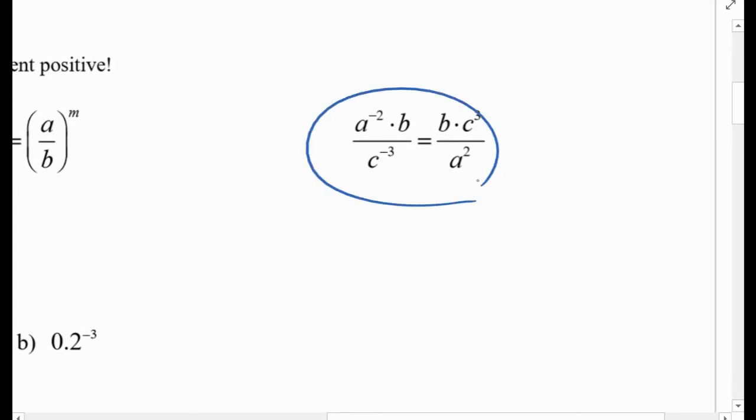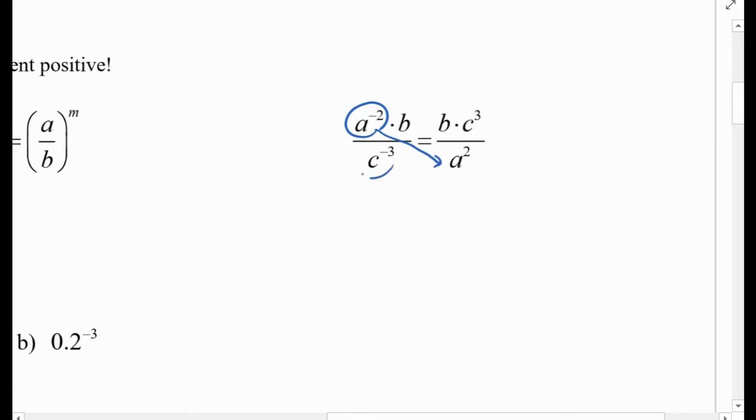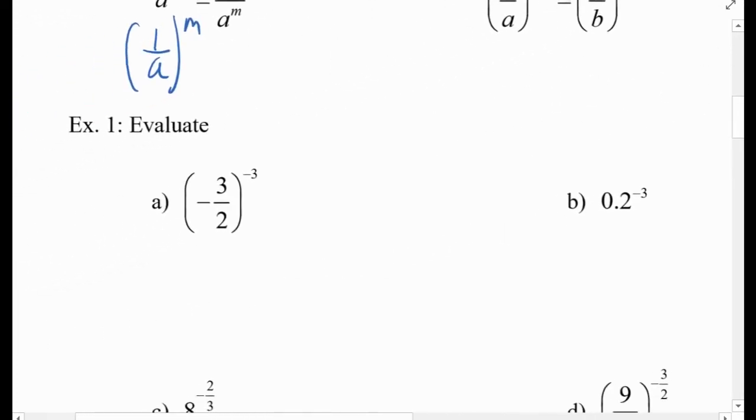And in this case, this one doesn't have negative exponents. So just leave it like that. And move negative exponent. Change the location. All you have to do is change the location. So top goes to the bottom, and bottom goes to top. Right? So there's b times c cubed over a squared.